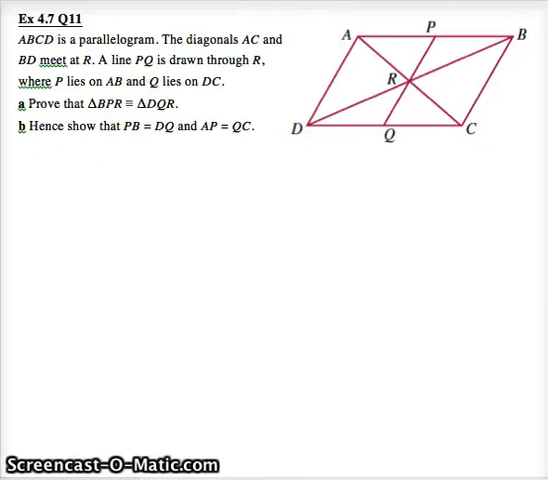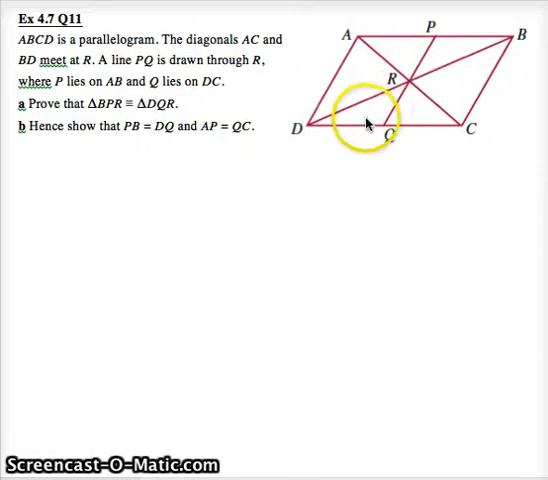This is exercise 4.7, question 11. We're told that ABCD is a parallelogram, meaning that opposite sides are parallel. So AB is parallel to CD, and we know that AD is parallel to BC. We're also told that the diagonals, AC and BD, meet at this point R.